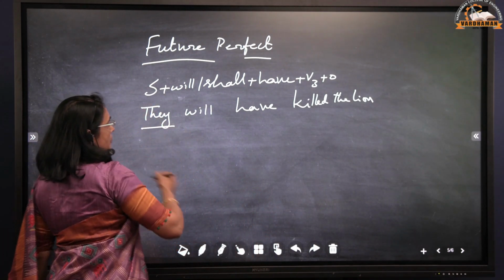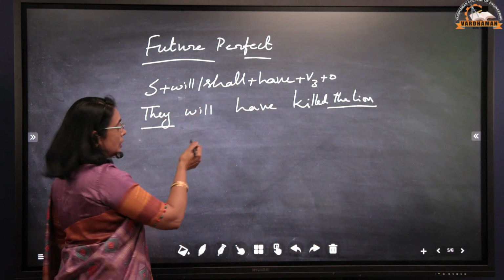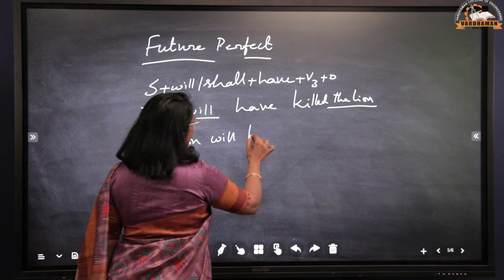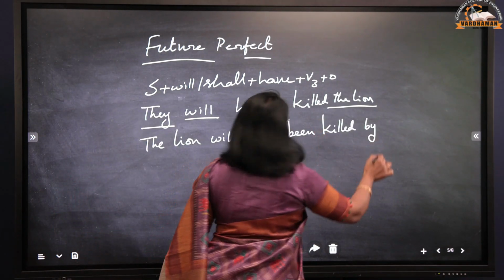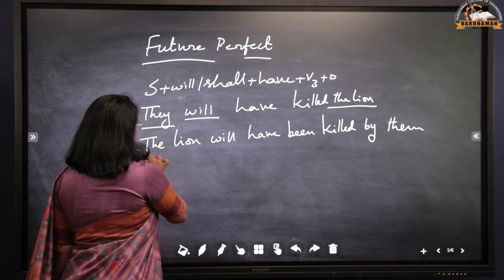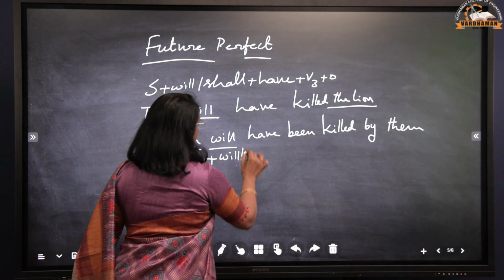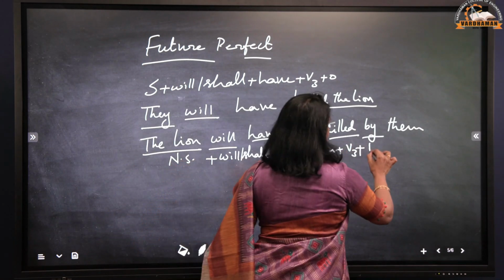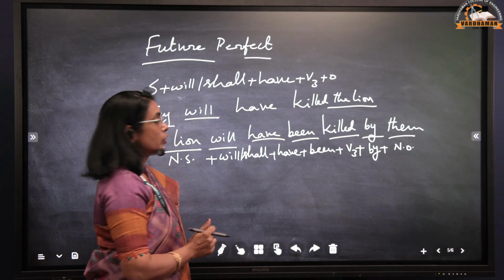So identify the subject and the object. Bring that line here. That becomes a new subject. The lion, will remains will, have. This is also perfect tense, so you have to use been, killed by them. So this becomes new subject followed by will or shall plus have plus been plus V3 plus by plus new object. Right? This is an example for future perfect tense.